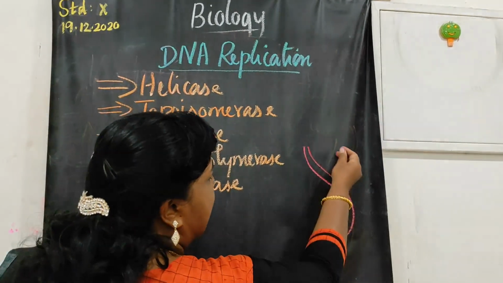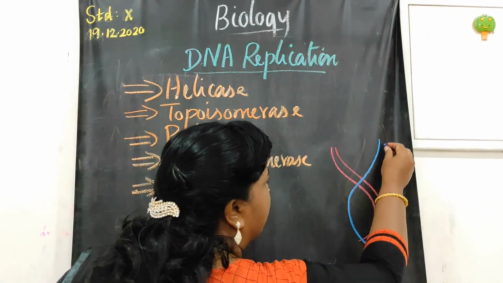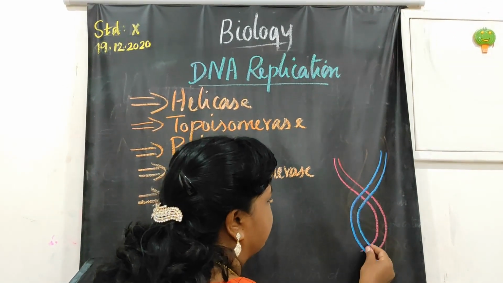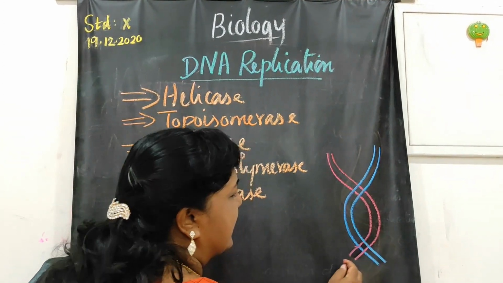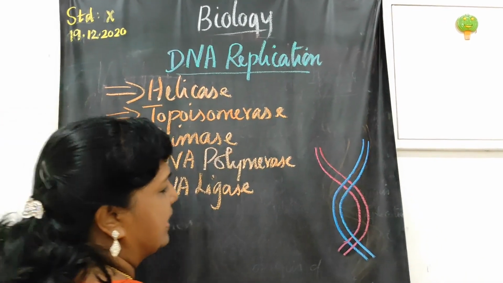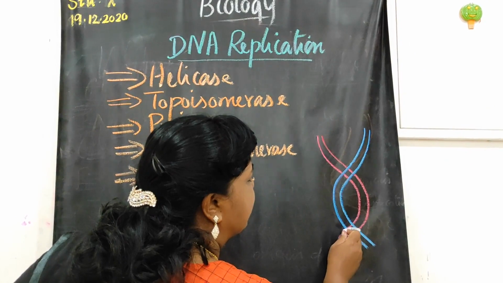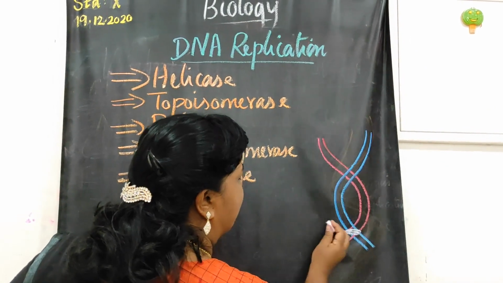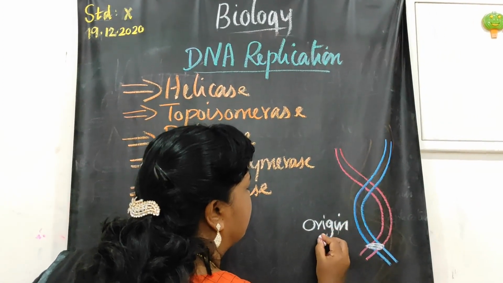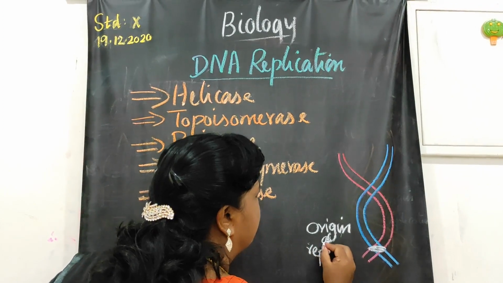DNA is a double helical structure, and replication starts at a specific point that is said to be the origin of replication.